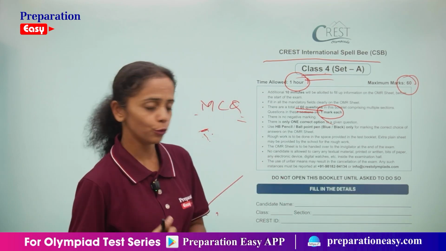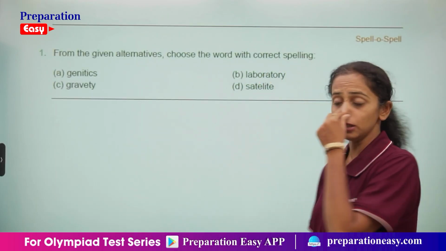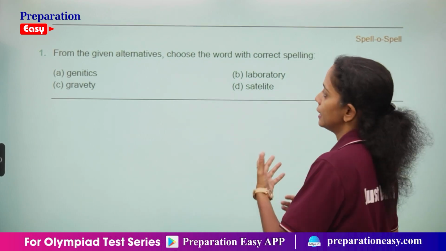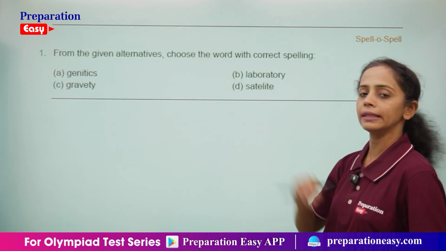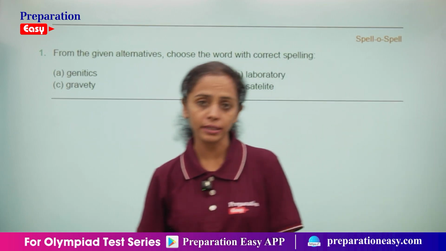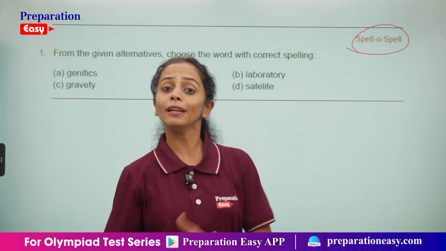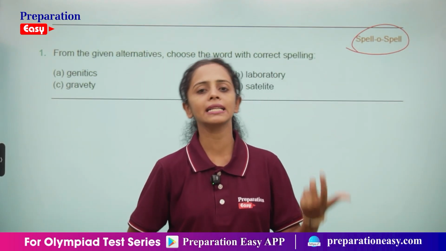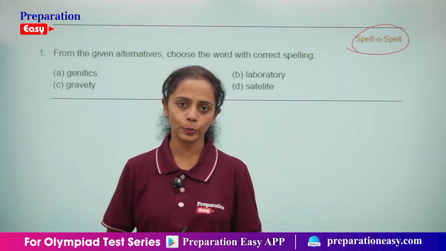Chalo, then let's move on with the actual session. Over here, we are going to solve the question papers of last year. Now these are the question types. You're going to get one question with multiple choices. Multiple choice means you're going to have 4 options and you have to select from them. The section we are speaking about is Spell O Spell. In this you're going to get questions which ask you the correct spelling, the incorrect spelling. These kinds of questions will be coming in the Spell O Spell section.